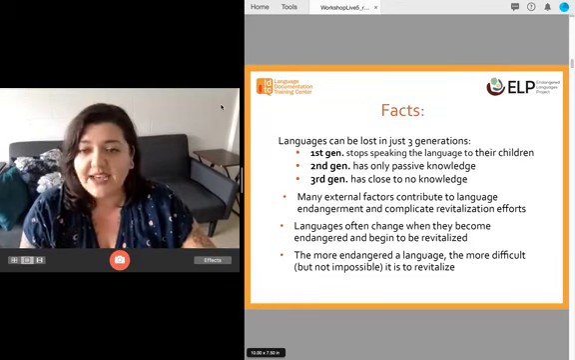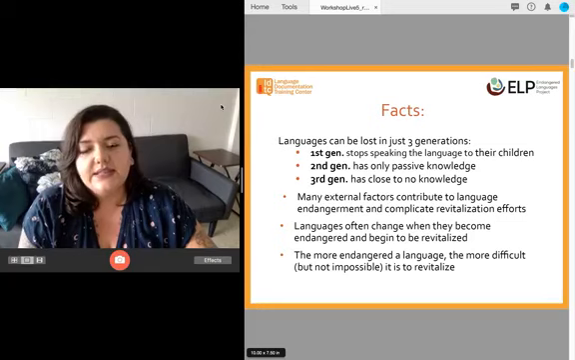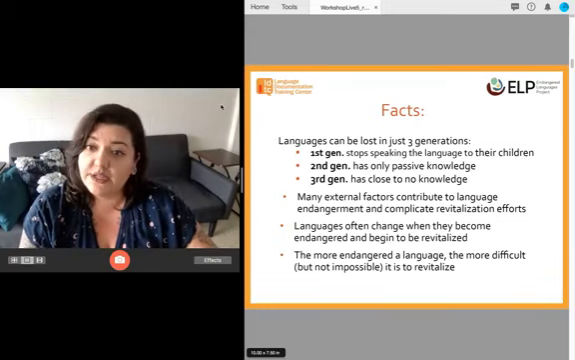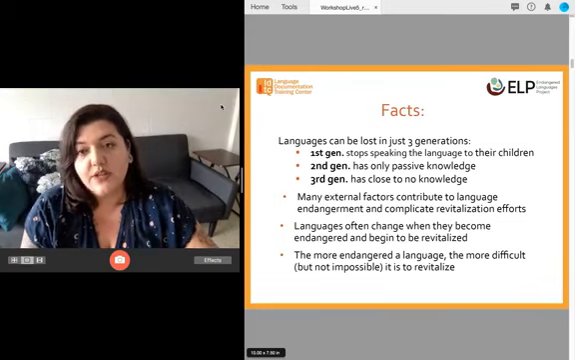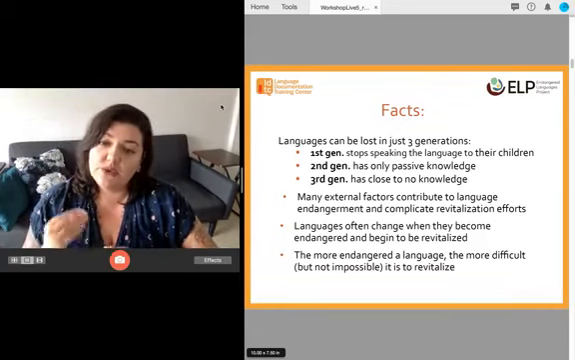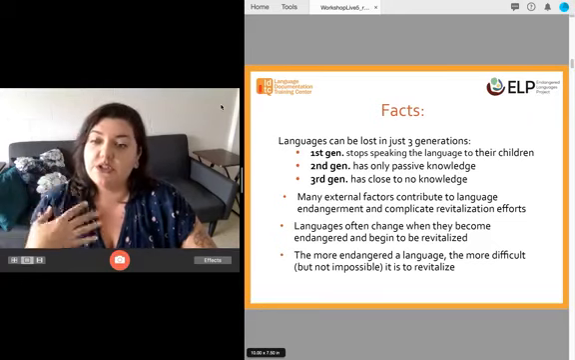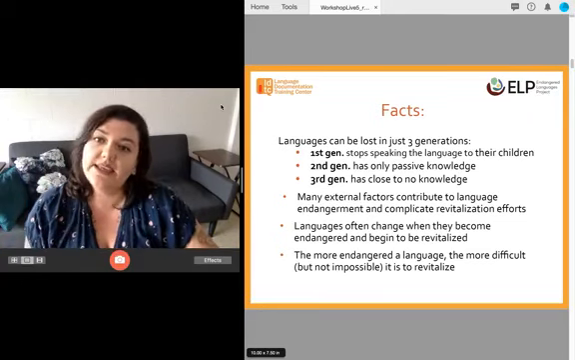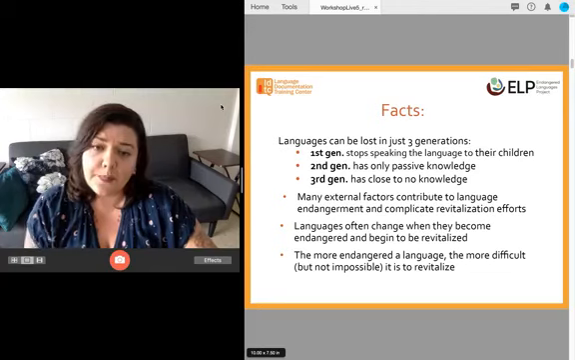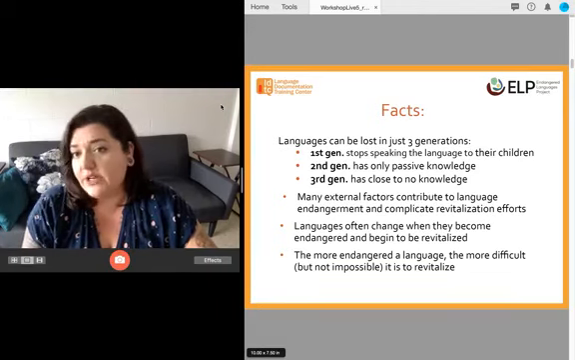So some general facts about language endangerment and revitalization: languages can be lost fairly quickly. The number of speakers can dwindle more than expected. It only really takes three generations. The first generation is the one who stops using the language to speak to their children. So that's where we see that initial break in intergenerational transmission. And this can happen for so many reasons.